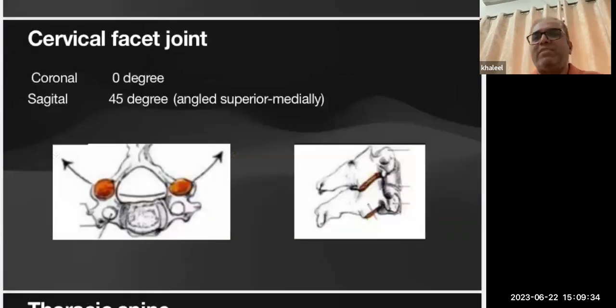The cervical facet joints are unique. They are in the sagittal plane at 45 degrees, angled superior-medially. This is very important to understand, the angle of the cervical facet joints, the thoracic facet joints, and the lumbar facet joints. Because when we see in the fluoroscope, to enter the joints, we must know about the angulation and the degree of the facet joints.